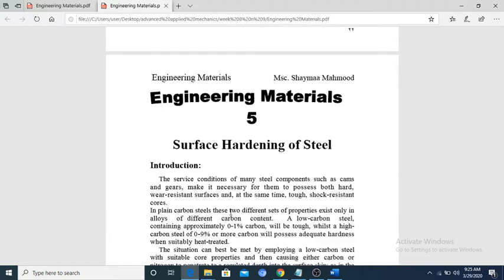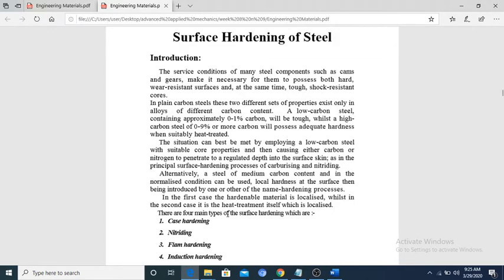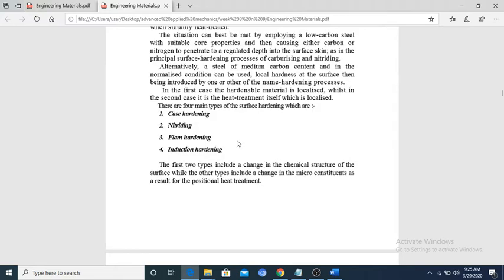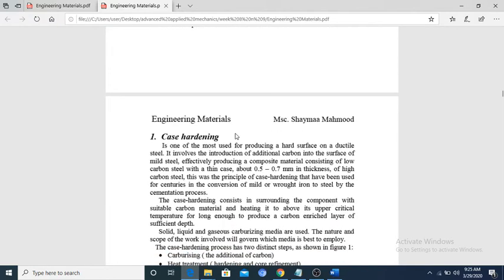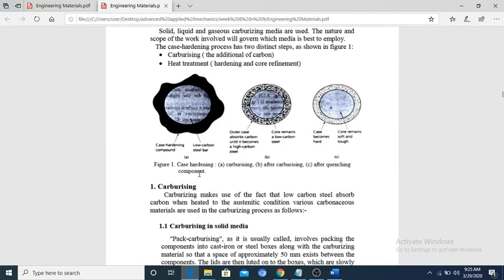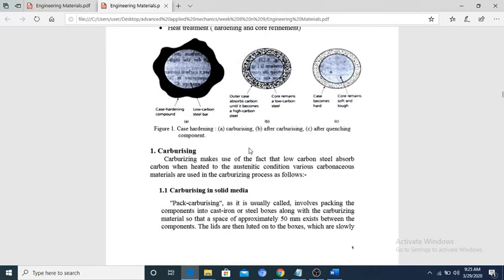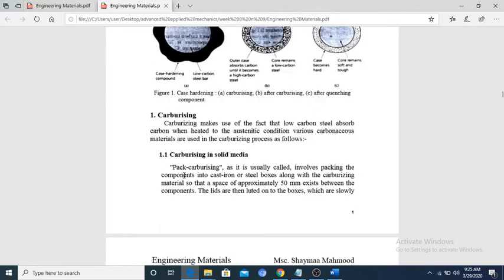Then go to another topic, surface hardening of steels. There are 4 main types of surface hardening, which are case hardening, nitriding, flame hardening, and induction hardening. So what is case hardening? You can see this case hardening: A, carburizing; B, after carburizing; C, after quenching the component. First is carburizing.